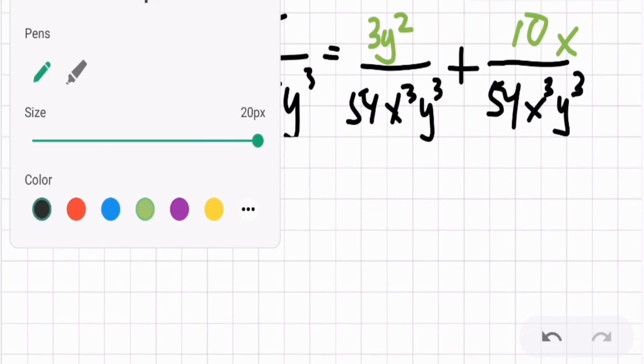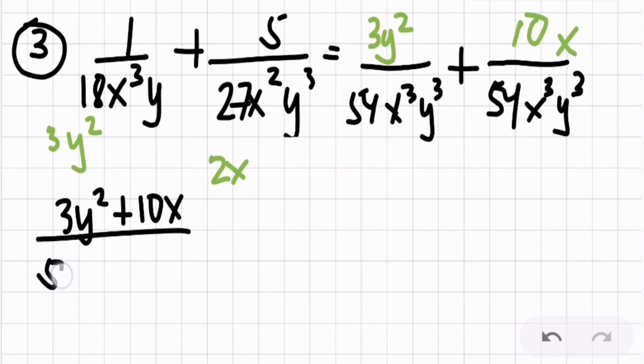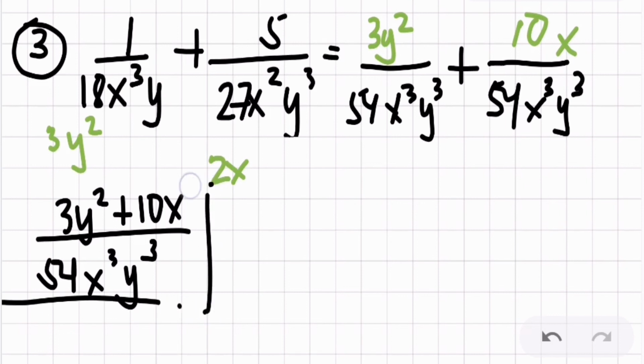Now to simplify this one, so we will have 3y squared plus 10x all over 54x cubed y cubed. Now can we still cancel out something? Not anymore. So this is now our final answer.